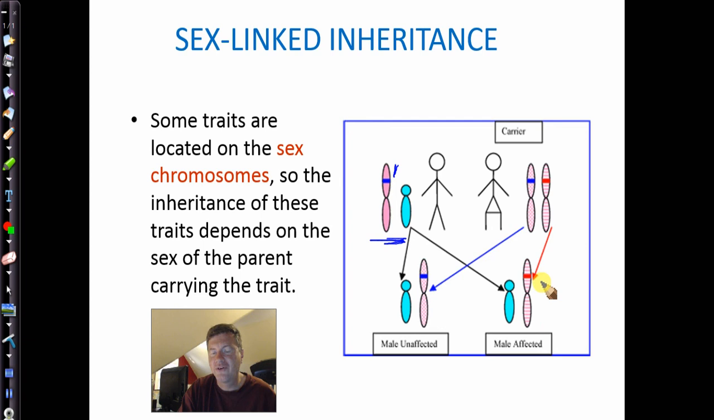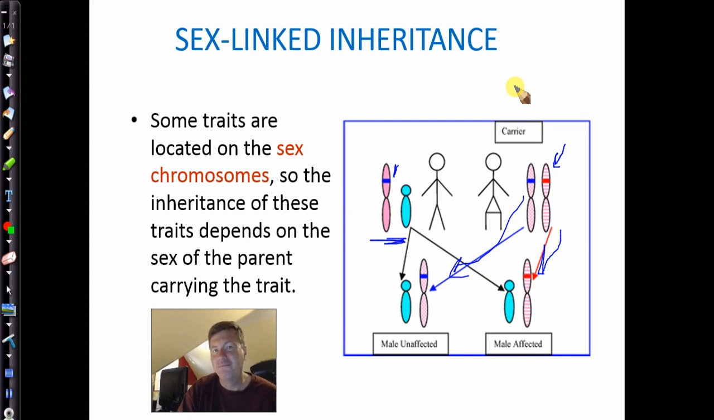But notice why they're affected. The X chromosome does, I'm sorry, the Y chromosome does not have a version of that trait. So whatever X chromosome he gets from his mom, if he happens to get this one, he has the trait. If he happens to get this one, he does not. Okay? For females, it's actually harder to get it because your dad has to have the trait, and your mom has to either have it or be a carrier.